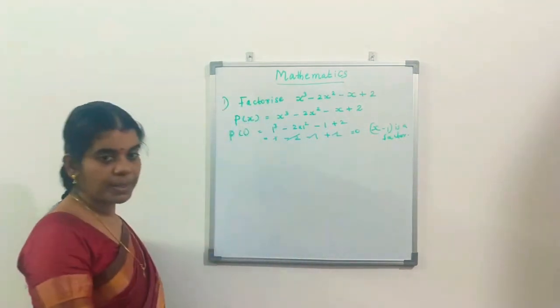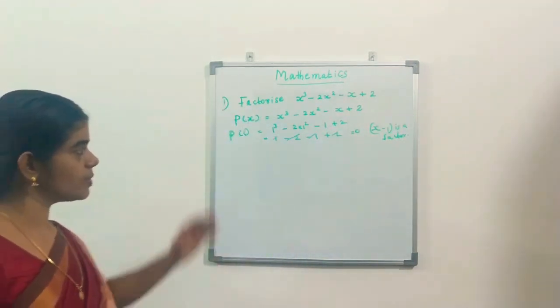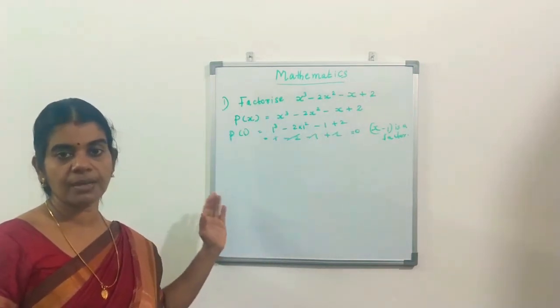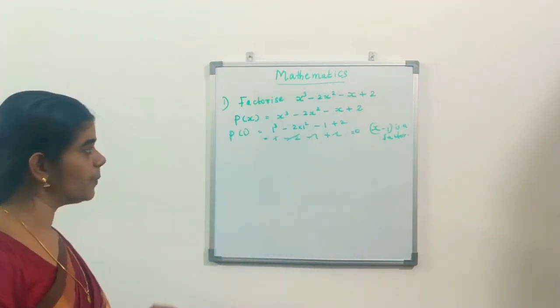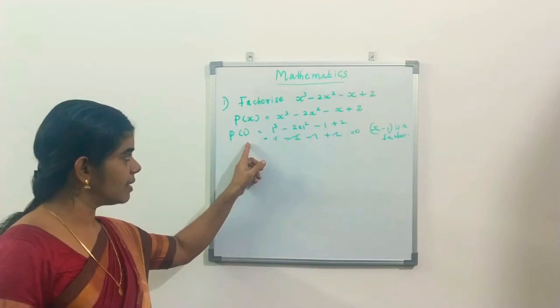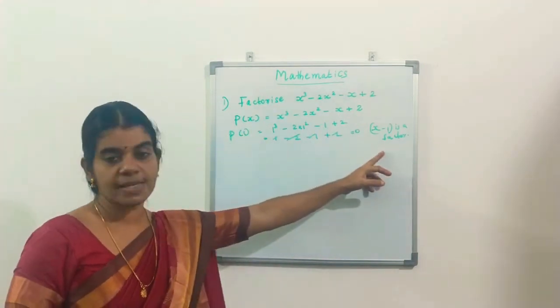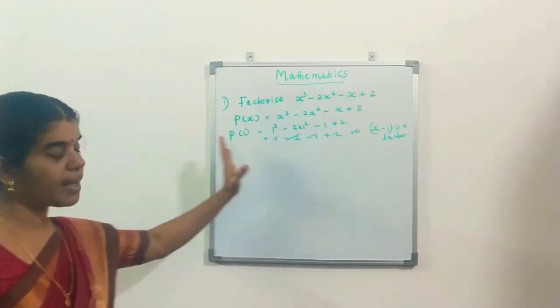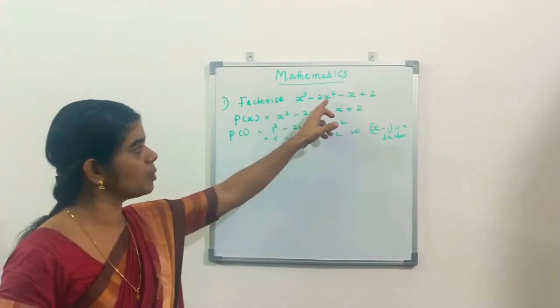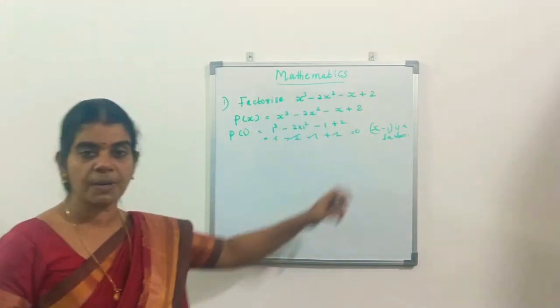This is one more method I am showing. The previous method also you can use. Whichever one you feel is easy, you can follow that. In this method, you got x minus 1 is a factor. One factor you got. After that, divide this cubic polynomial by this x minus 1.